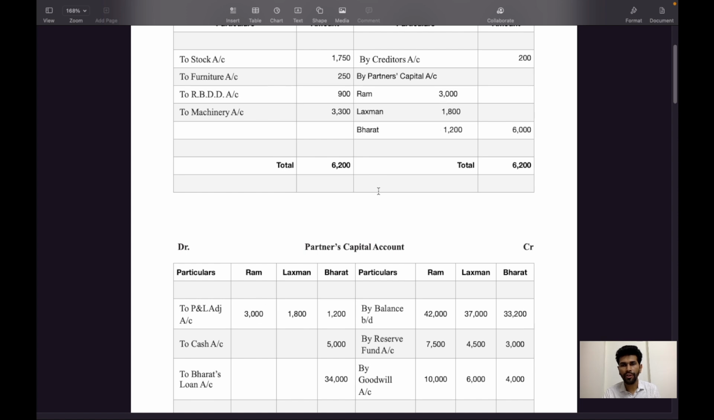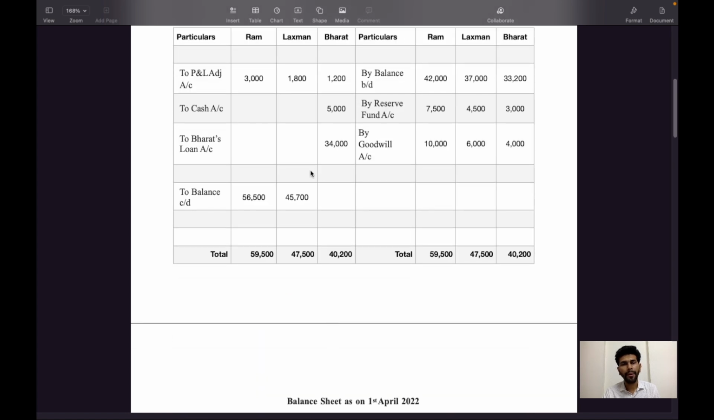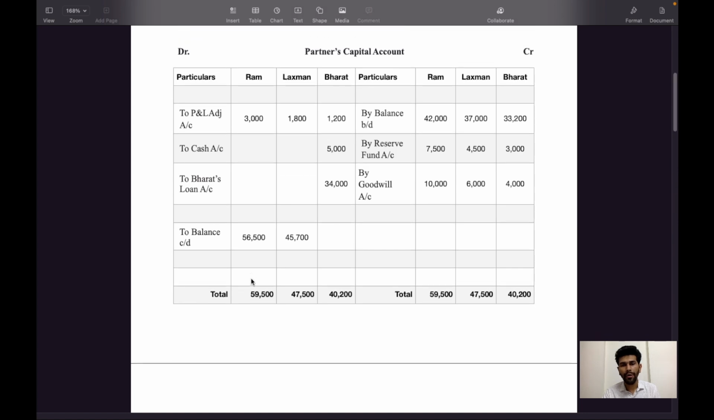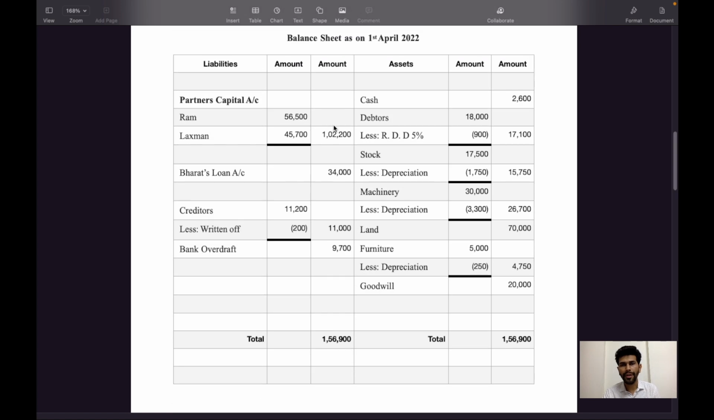Ram 3,000, Lakshman 1,800, Bharat 1,200. And then the balancing figure, the closing balance of the partners' capital account, will be recorded on the liability side, and Bharat's loan account will be created separately, and the balance sheet assets and liabilities amounts will be equal.